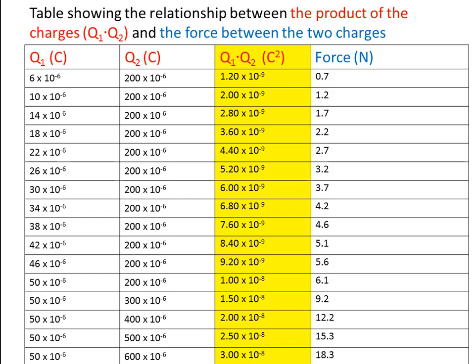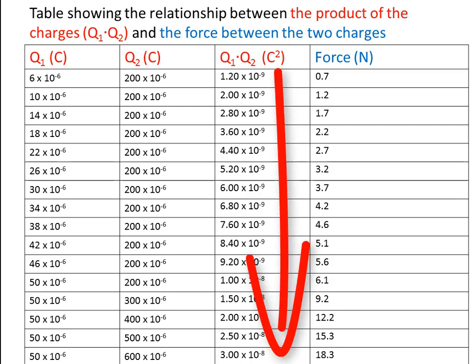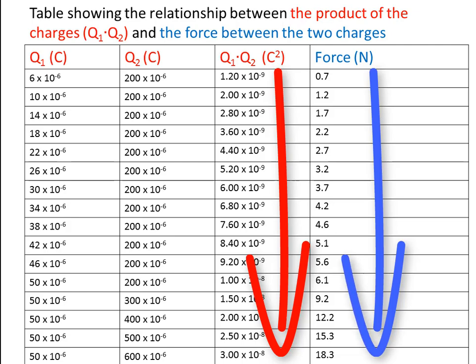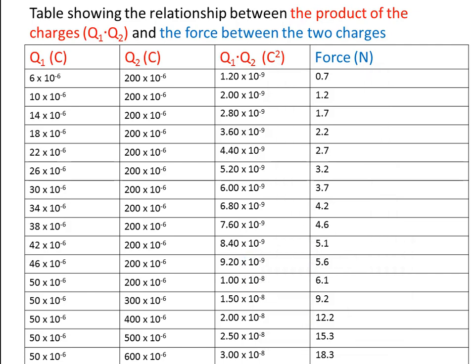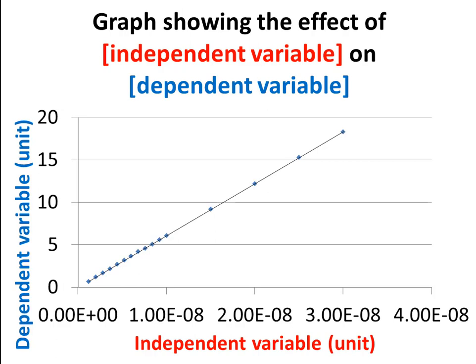So what do we see about this data? Well, indeed, we do see that as Q1 times Q2 increases, the force between the two charges also increases. But is this relationship direct proportion? When we plot this data on the graph, we again find a straight line. Extend the line to the 0 point and it will cut 0, 0. The origin. So this certainly does seem as if we have direct proportion.